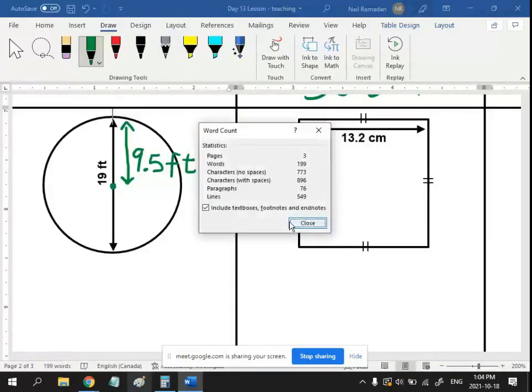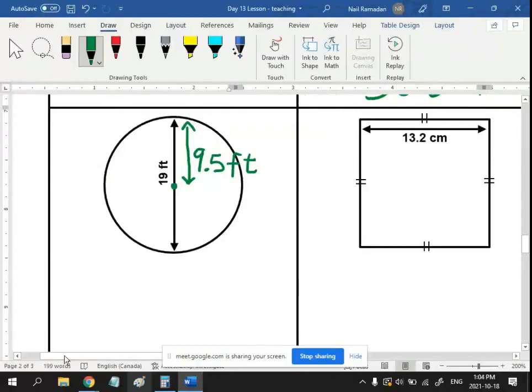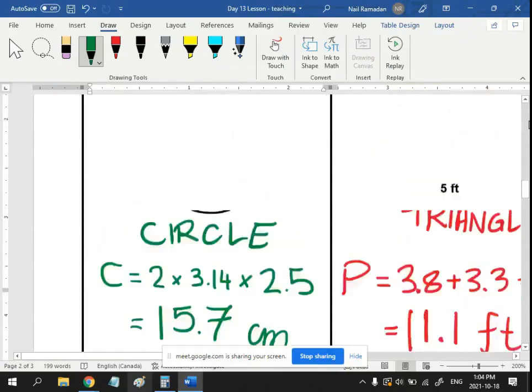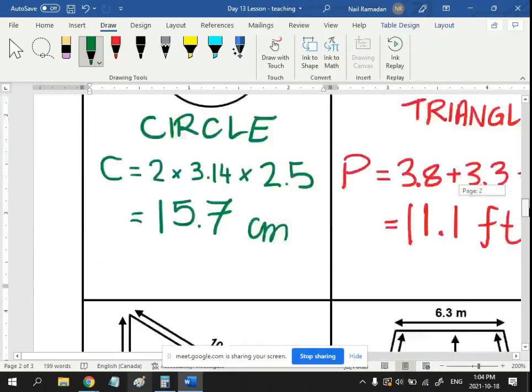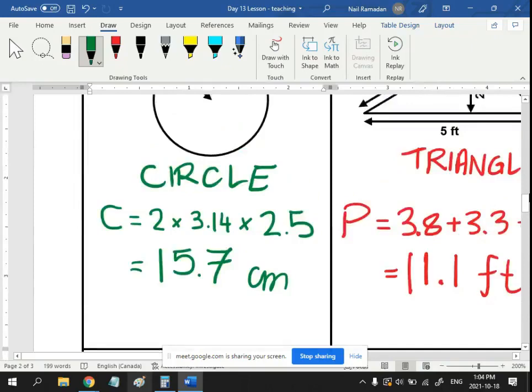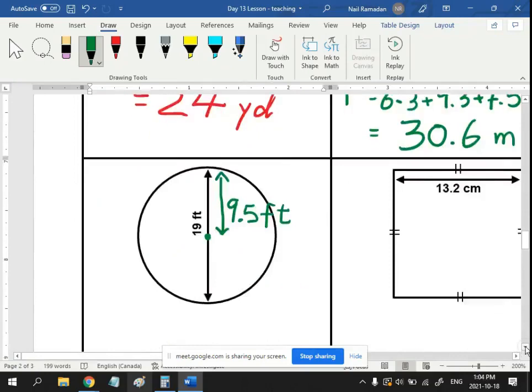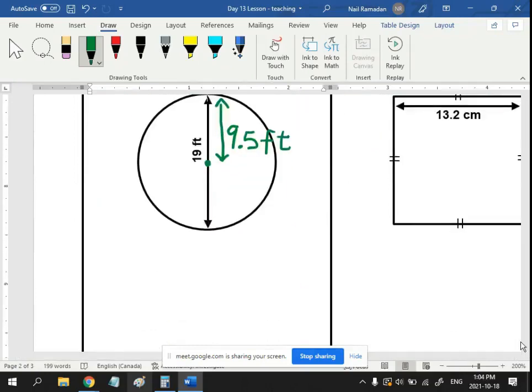So now I can put the equation. What's the equation? Does anyone remember? Well, let's go up the page. Everyone look. Here it is: 2 times 3.14 times whatever we get for the radius. Okay, so circle.